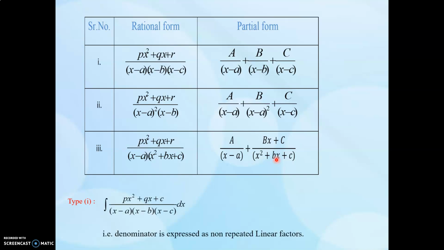So type 1 we are going to discuss is the integral of px square plus qx plus r upon x minus a into x minus b into x minus c dx. So the denominator is expressed as non-repeated linear factors.